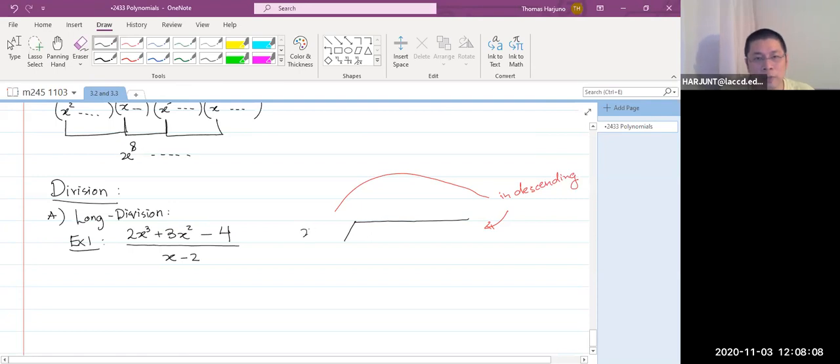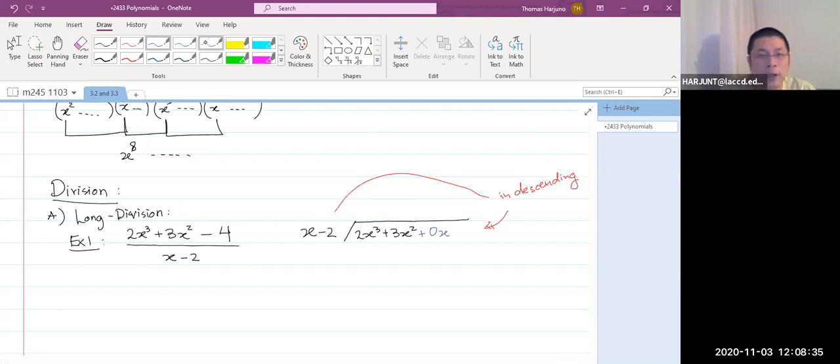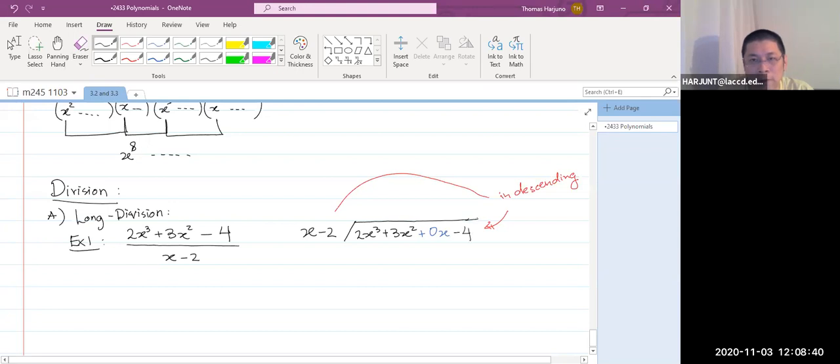Okay, so we have x minus 2 as a divisor, and the numerator will be the dividend, 2x cubed plus 3x squared. Remember the descending order, okay? Such that if you have a skip, then you need to put that term that you skipped. You need to have a placeholder. Now then, from here we divide.